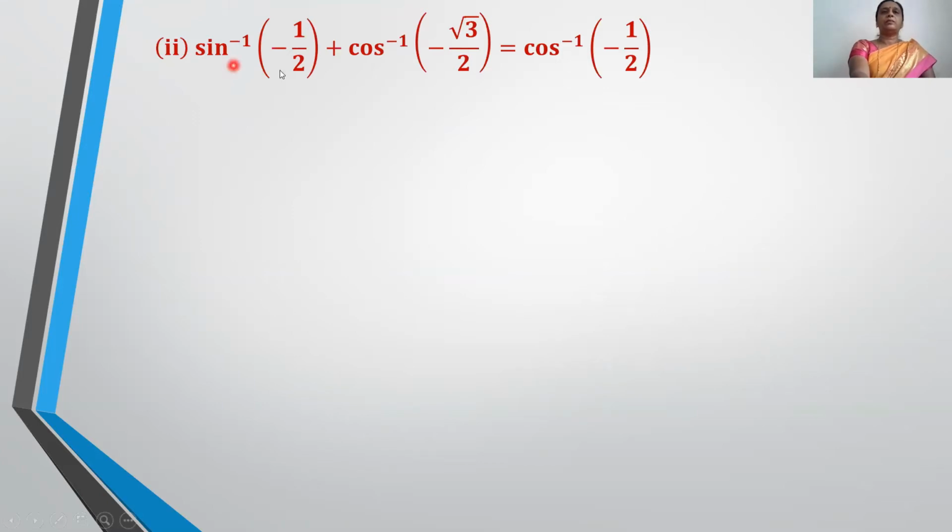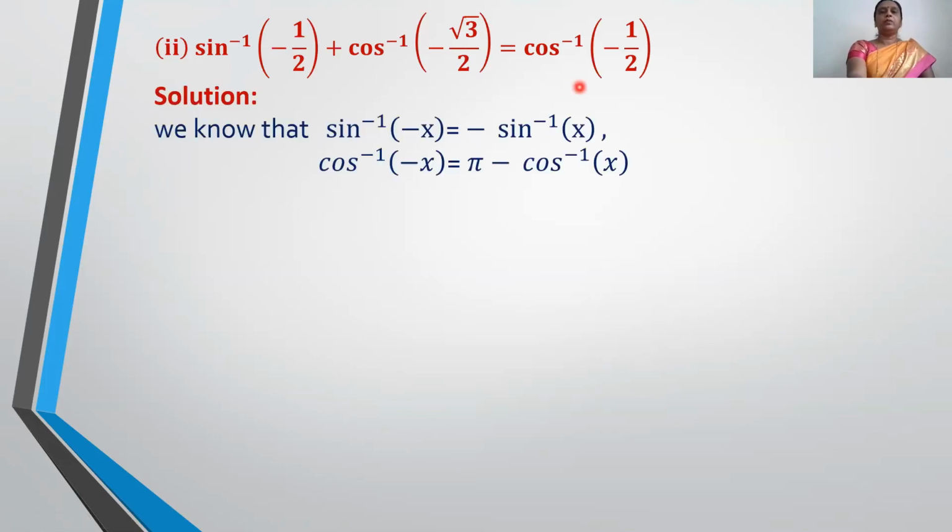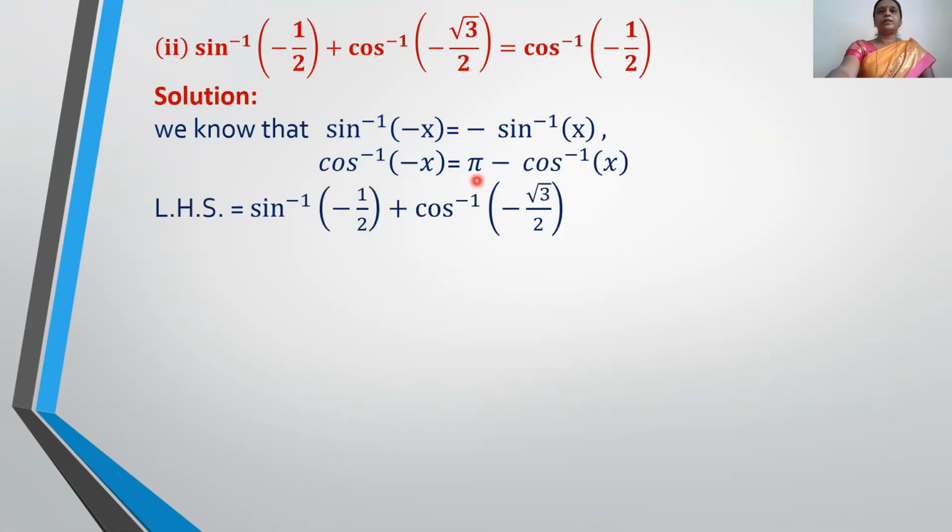Sin inverse minus 1 by 2 plus cos inverse minus root 3 by 2 is equal to cos inverse minus 1 by 2. We know that from the properties of inverse trigonometric functions, sin inverse minus x is equal to minus sin inverse x, and cos inverse minus x is equal to pi minus cos inverse x. We will use these properties here.